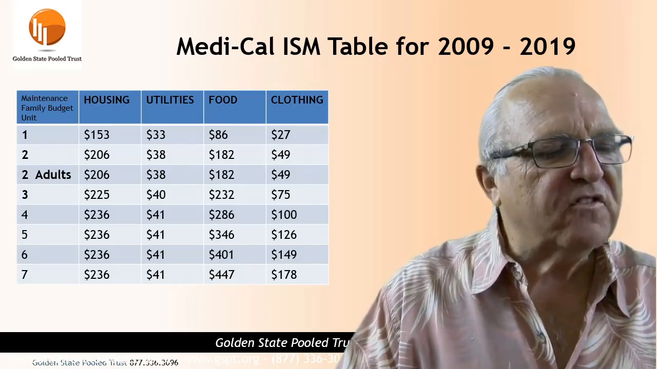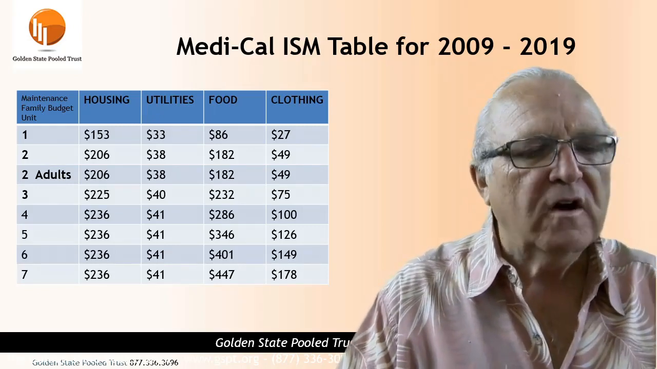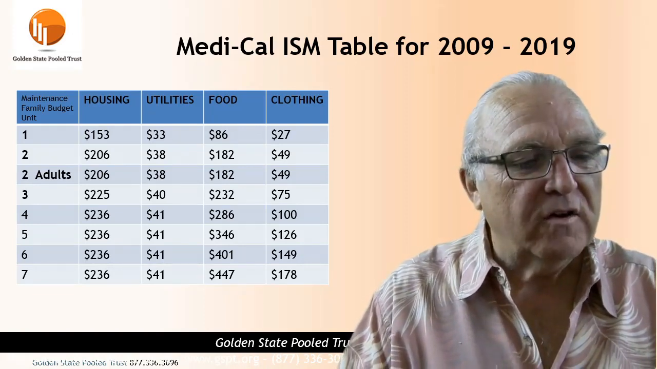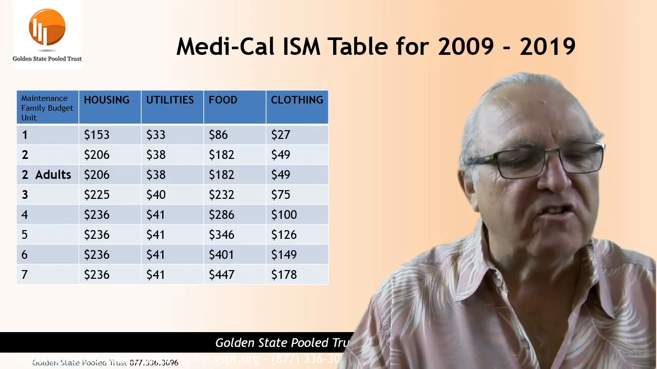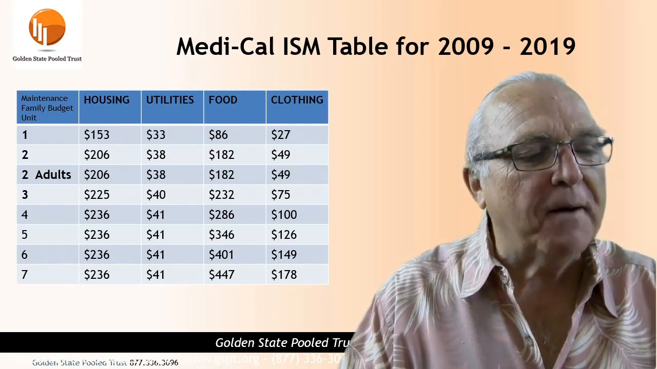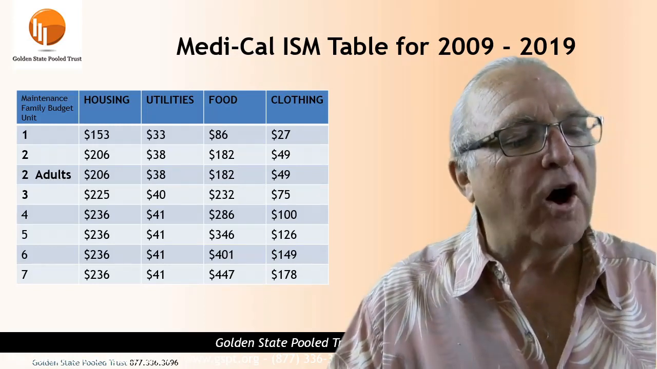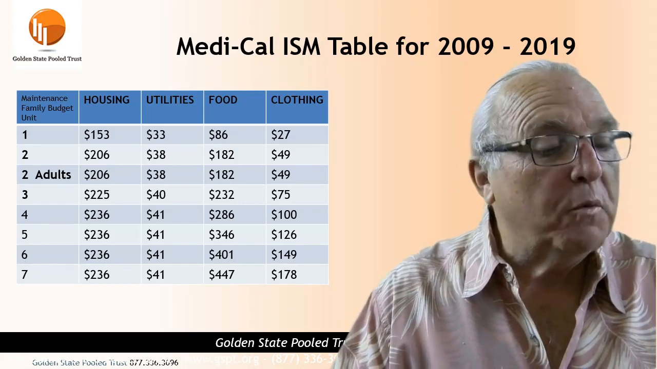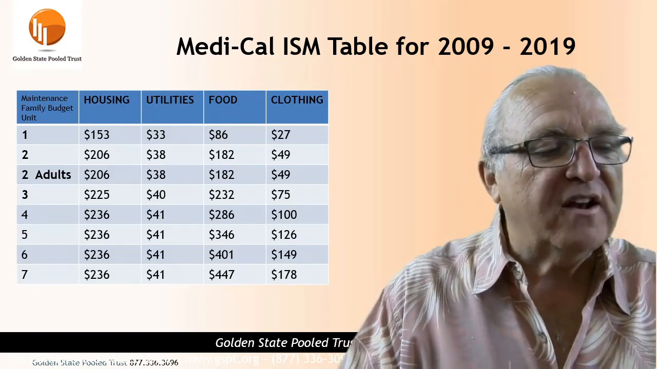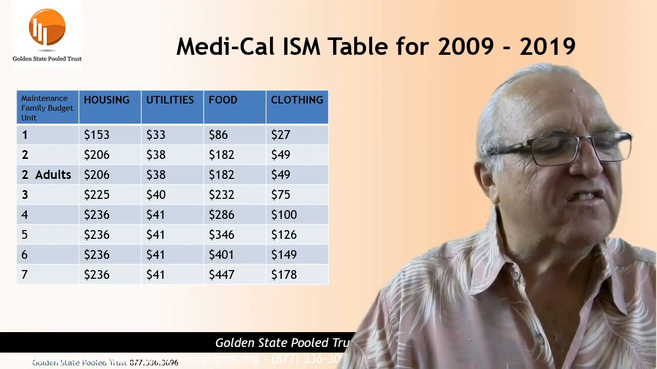What the table says is, let's say the Golden State Pool Trust paid the entire rent for the beneficiary. Then no matter how much we paid, the amount that we would add to their countable income would be dollar for dollar the value of the assistance, capped at $153 for housing. Now if we paid all of their utilities, then we would add another $33 to that. If we paid all of their food, we would add another $86 to that. If we paid all of their clothing, then we would add $27 to that.